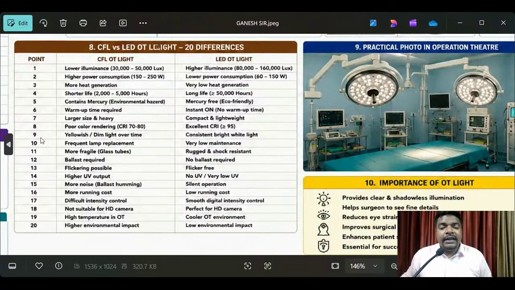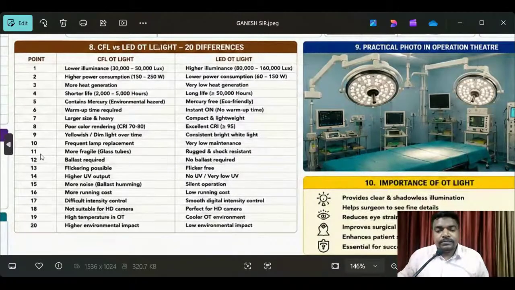And see ninth point, when it comes to the CFL, yellow and dim light over time, and when it comes to the LED light, consistent bright white light. Okay, next, 10th point here, CFL fluorescent, frequent lamp replacement. And here in the LED light, very low maintenance, no need to replace parts, because we have electronic component drivers that protect it, converting AC to DC. That is the reason, the biggest achievement in technology, right?